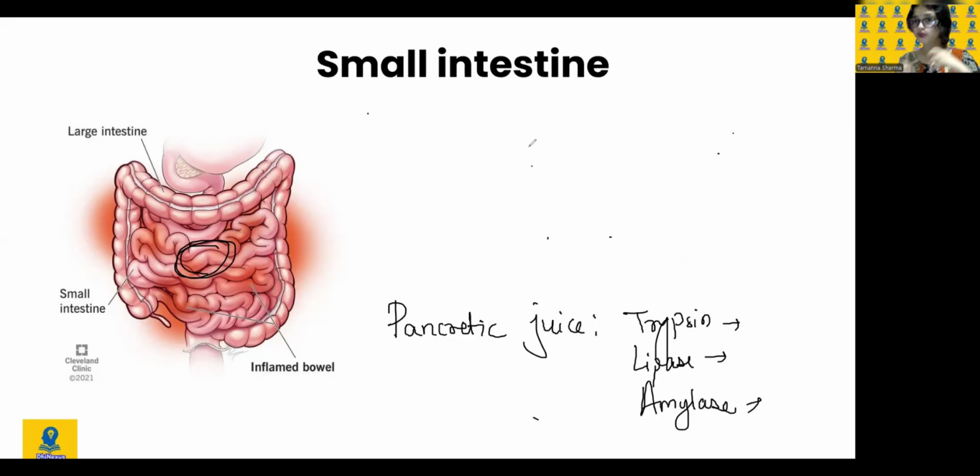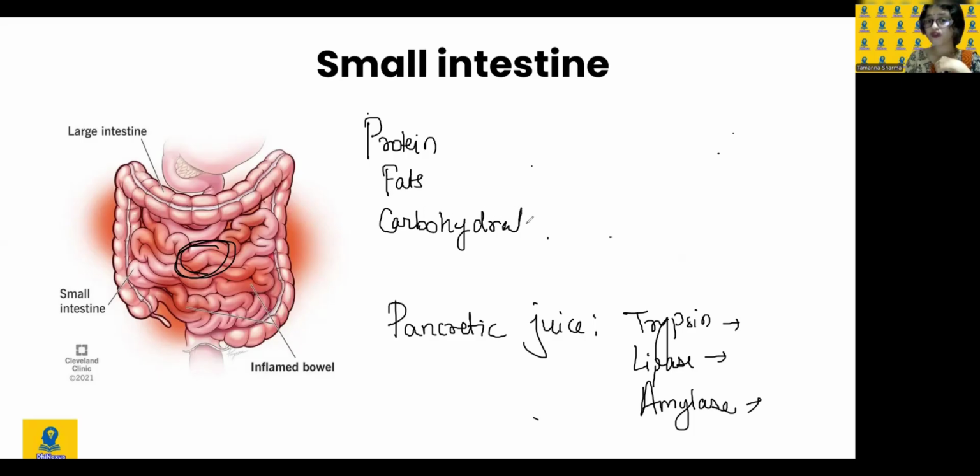First, we know that pancreatic juices will act, bile juices will act, and then the walls of the small intestine also have juices. They will also act on the food, okay? So because of the juices acting on that food, there will be complete digestion of protein, fats, and carbohydrate.